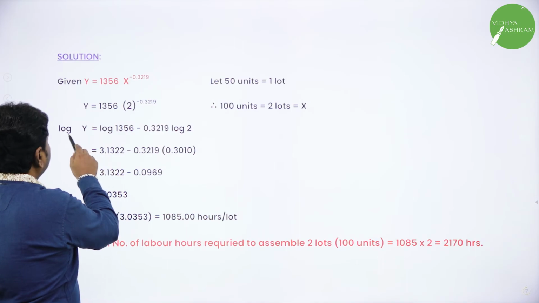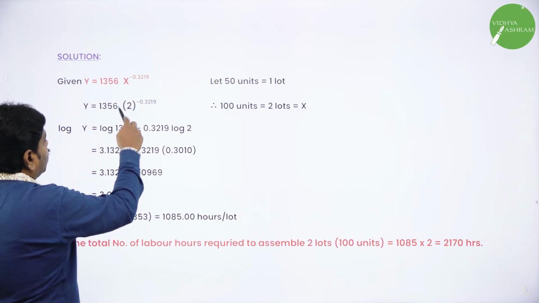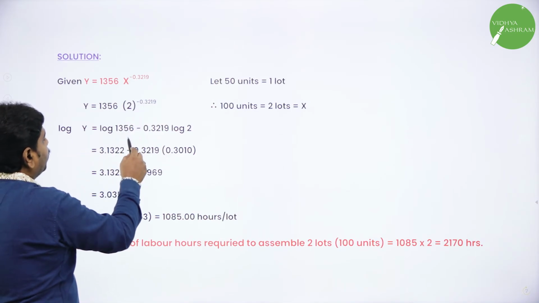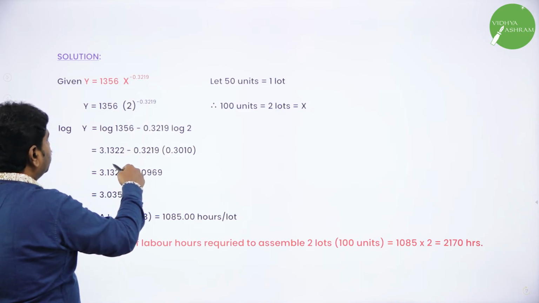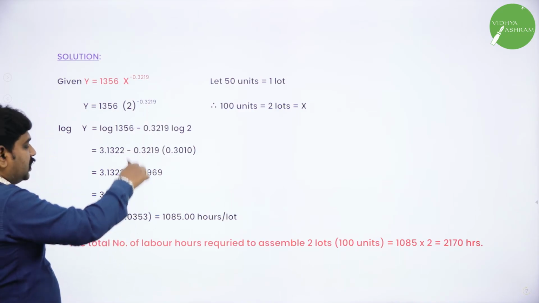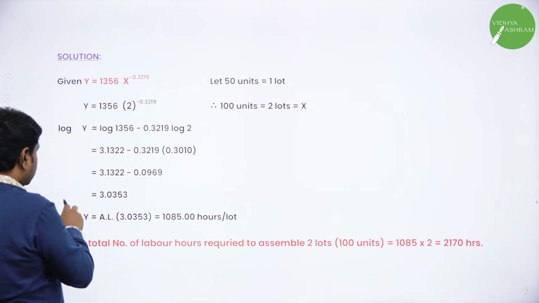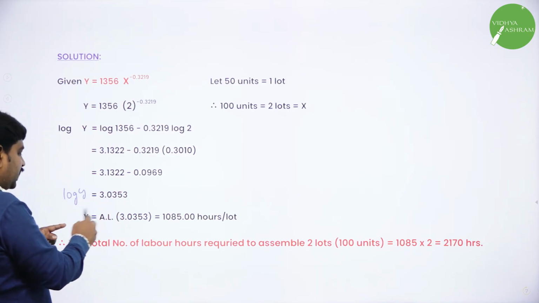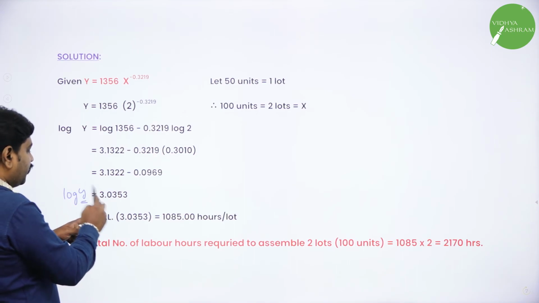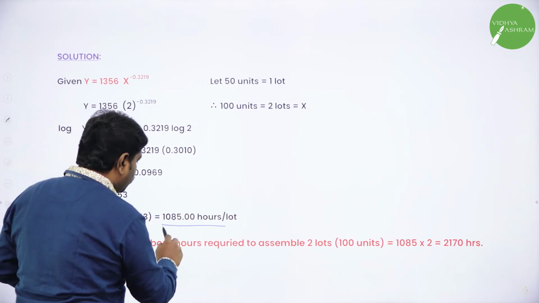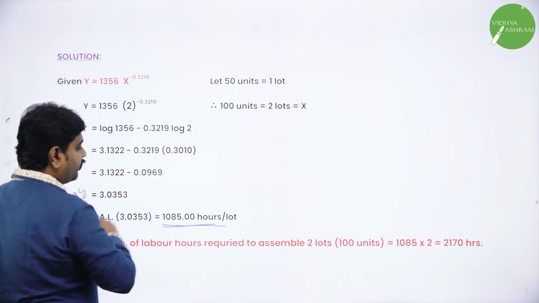When you apply log on both sides, log y is equal to log a power m. What is log a power m? It is m log a. Then you go on simplifying and you will get log y. Apply anti-log. If you want y, take the anti-log of the RHS using the log book, and you will get 1085.